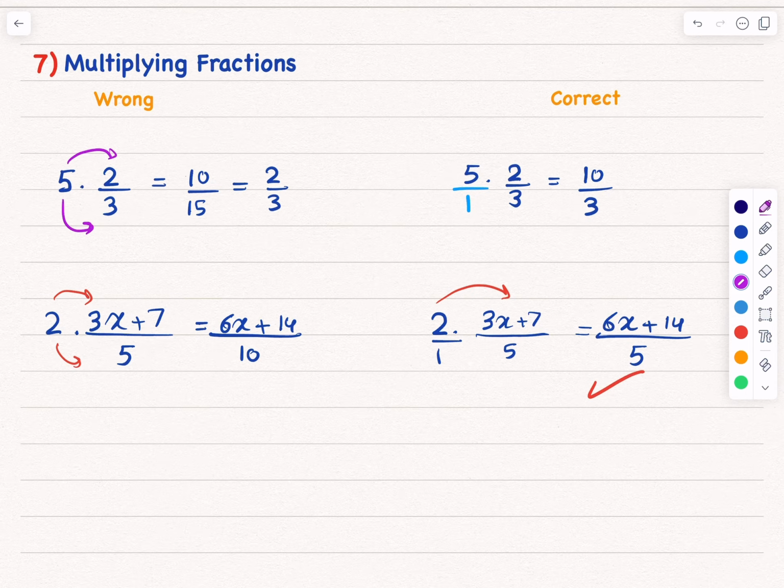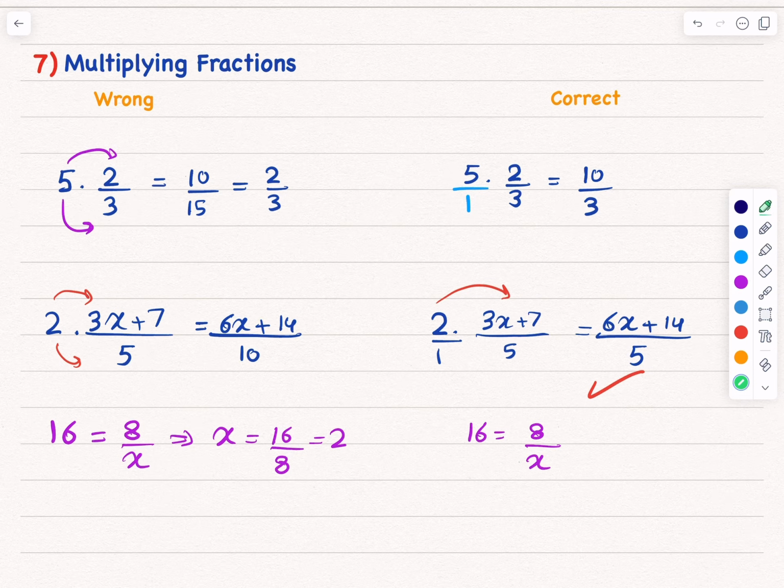Another common mistake with fractions is that when we see 16, for example, equals 8 divided by x, some students would say, make it x equals 16 divided by 8, which is 2. So x would be 2. And of course, this is wrong because if you replace x by 2 here, 8 divided by 2 is 4, not 16.